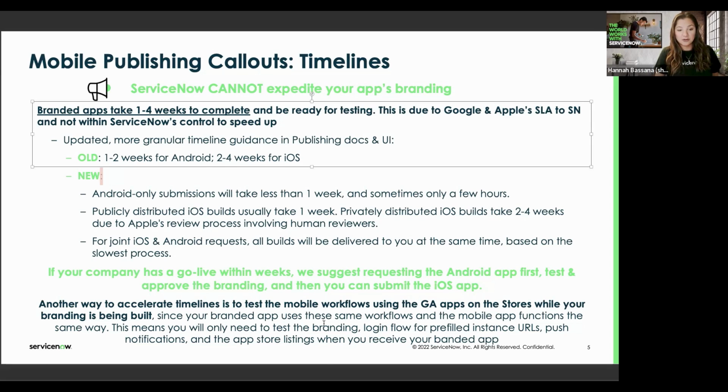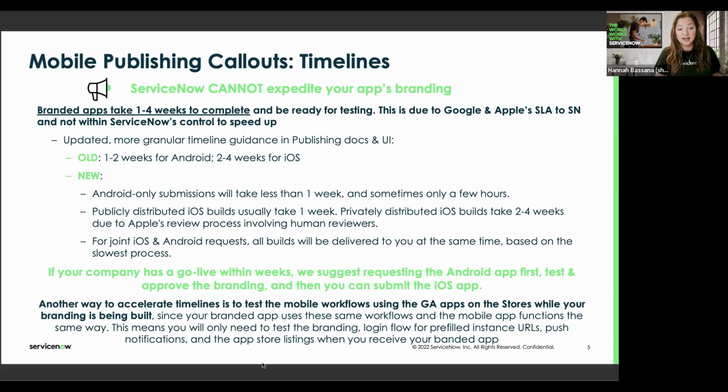If your company has a go live within weeks, we suggest requesting the Android app first. And that way you can test and approve the branding within a few days and maybe even a few hours. And then you can submit your iOS app.